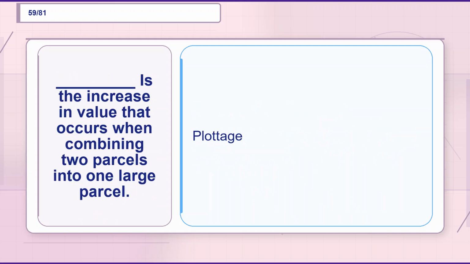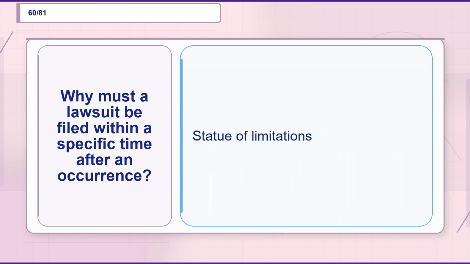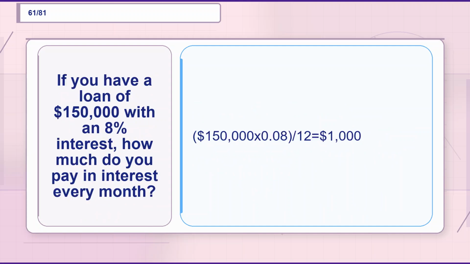Flashcard 59. Term: blank is the increase in value that occurs when combining two parcels into one large parcel. Definition: plottage. Flashcard 60. Term: why must a lawsuit be filed within a specific time after an occurrence? Definition: statute of limitations.